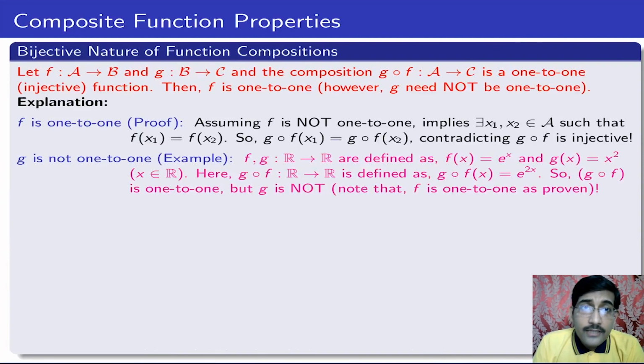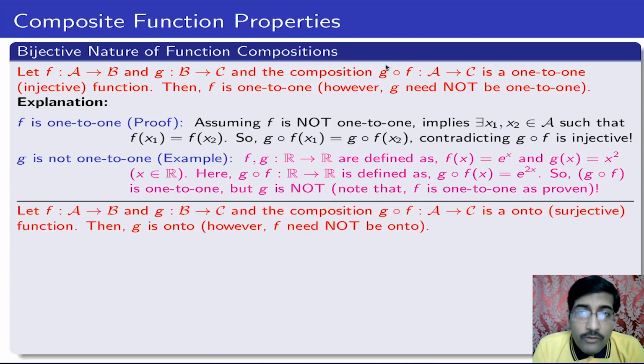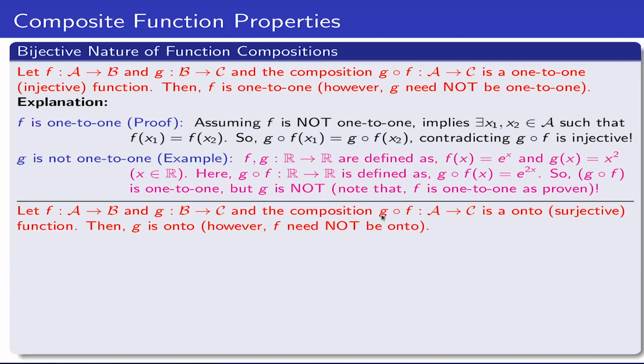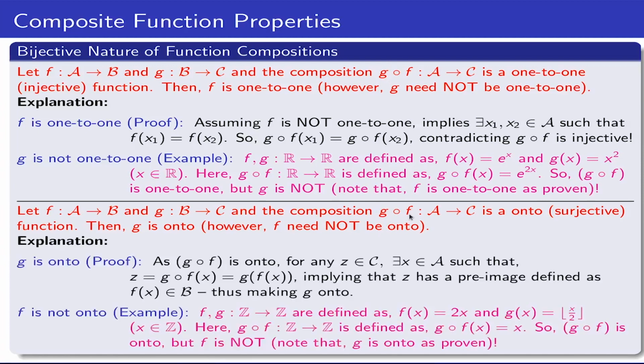But interestingly, in the reverse case, if for two functions f from A to B and g from B to C, g∘f from A to C is one-to-one, then I can say only that f is one-to-one. I cannot say anything about g being one-to-one or not, and we have seen an example for that. Similarly, if g∘f is onto, then I can only say g is onto. I do not have any restriction on f, and we have seen examples where f is not onto but g must be onto, as we have proven.